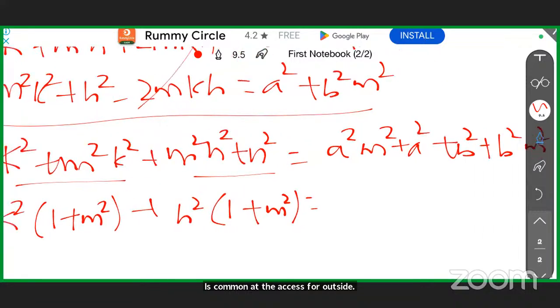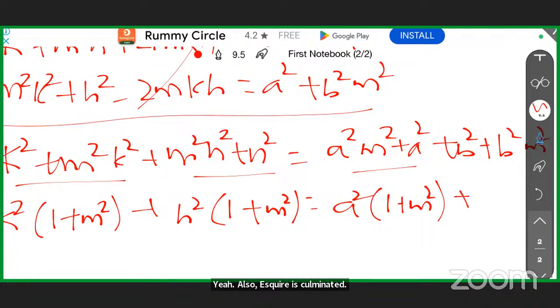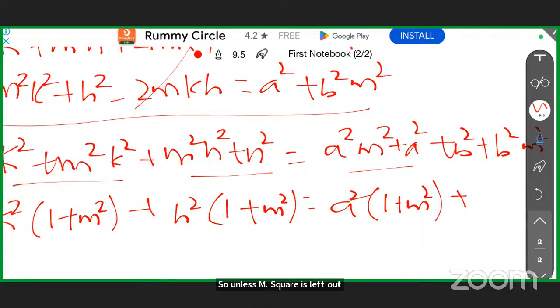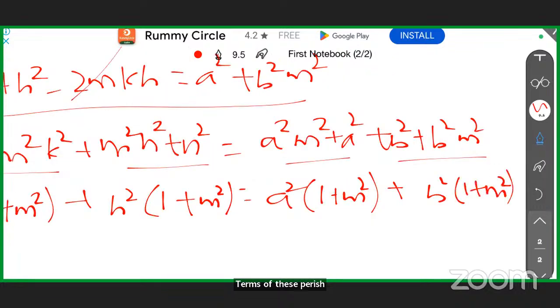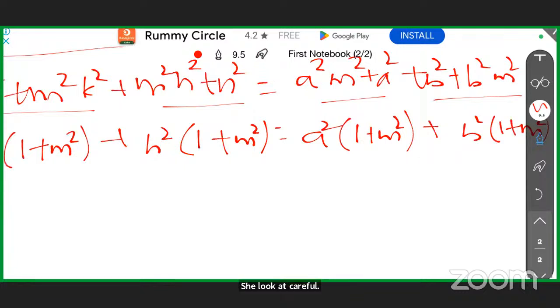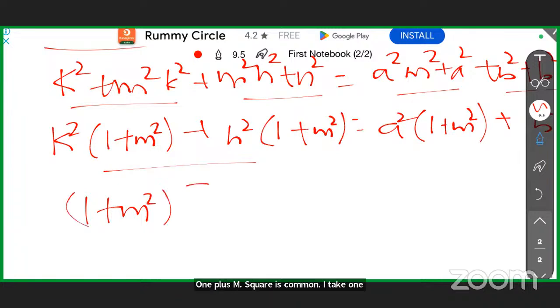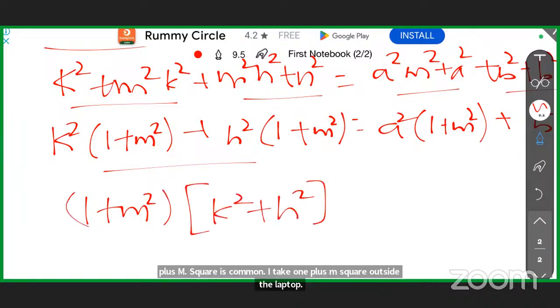Here also a square is common. I take a square, so 1 plus m square is left out. Here also b square is common. I take b square, so left out is 1 plus m square. Now look carefully here. 1 plus m square is common. I take 1 plus m square outside. The left out is k square plus h square.